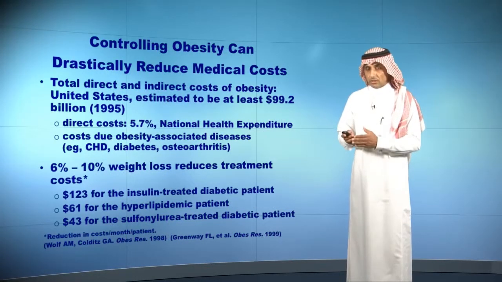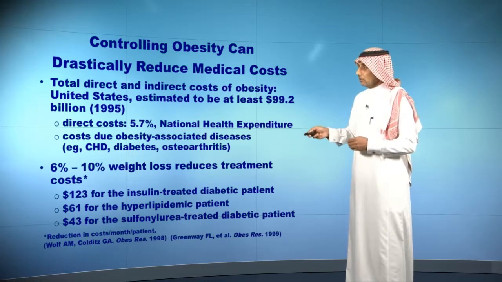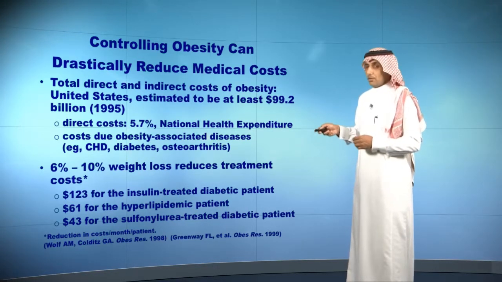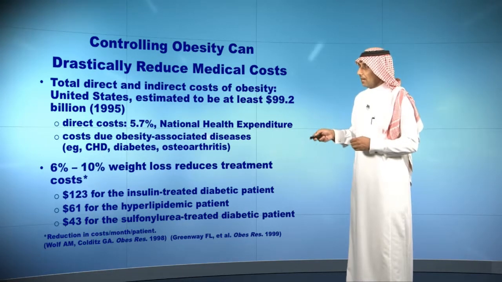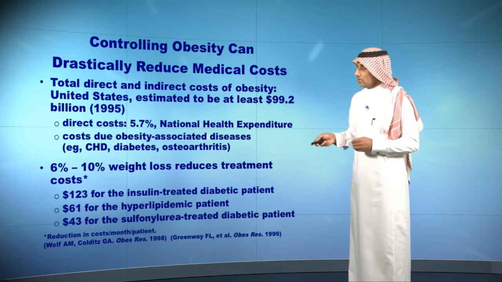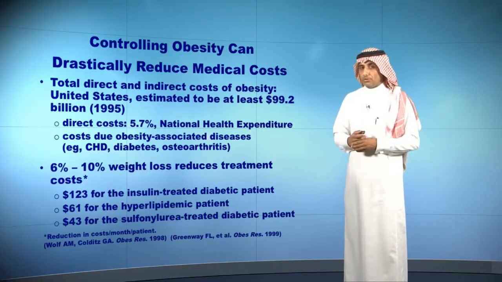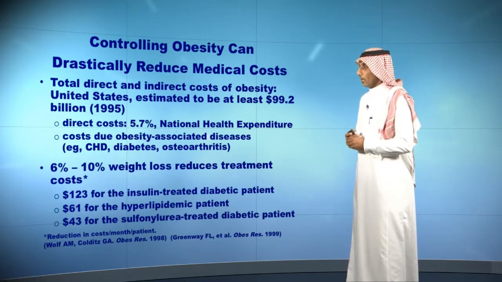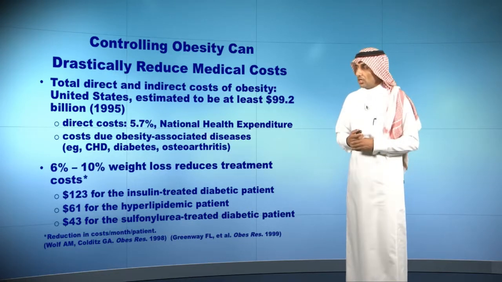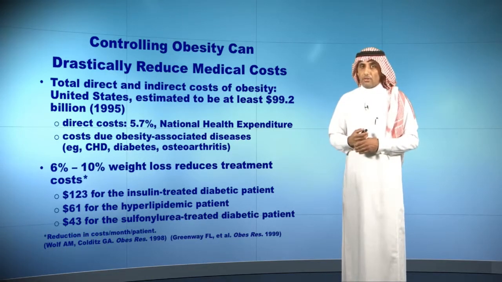So if the patient is obese and reduces his weight by at least 6 to 10%, they found that the cost decreases per patient per month by $123 for patients treated with insulin for diabetes. For hyperlipidemia patients, it's around $61 per patient per month. And for patients on oral hypoglycemic medication, it's around $43 per month per patient.